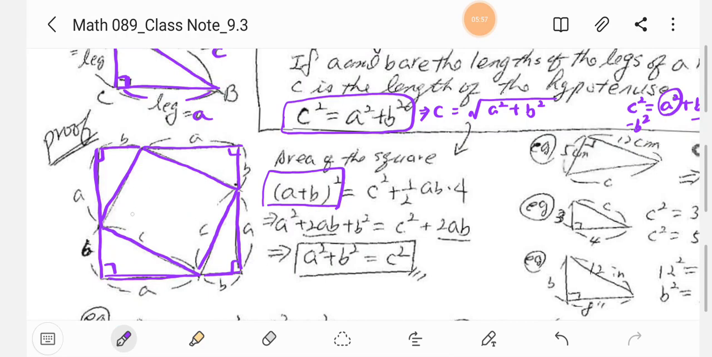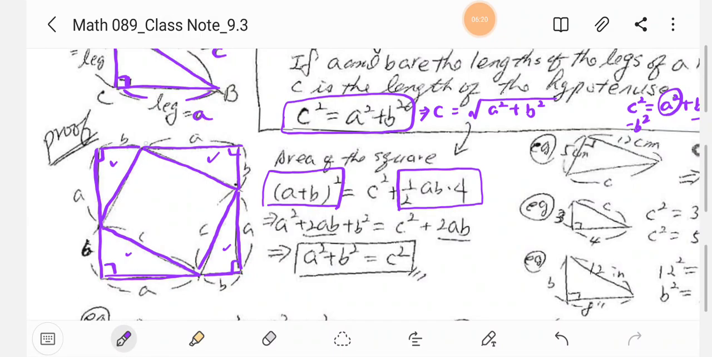And then how many figures are inside this square? Here it is 1, 2, 3, 4: four identical triangles. The area of a triangle is A times B divided by 2, and there are 4 of them, so this is the area of 4 triangles.